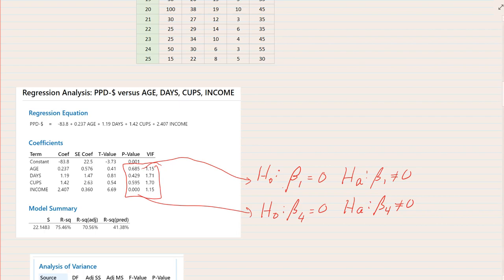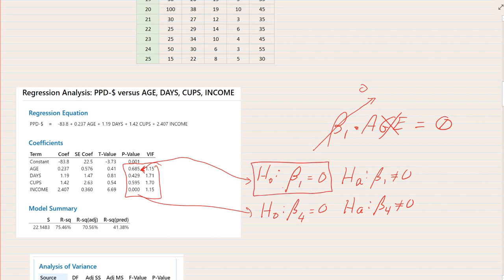then let's say, for example, I have beta 1 times age. If beta 1 is 0, then 0 times age is 0. So that means you don't need age, right? Okay, so let's take a look at these p-values again closely. The first p-value is 0.685, which is a large p-value. So we do not reject the null hypothesis. Therefore, age as a predictor is not needed in this model. So I can actually cross that out.